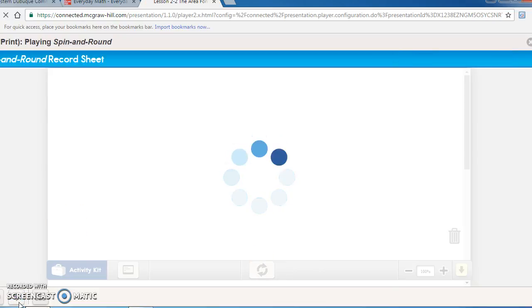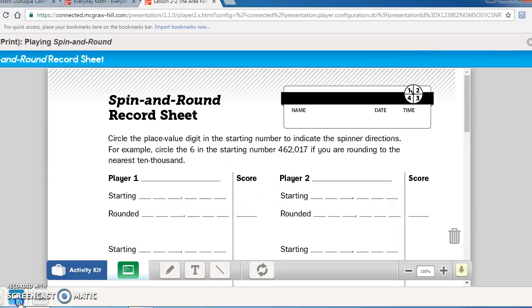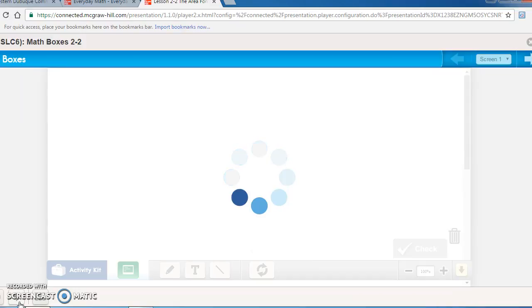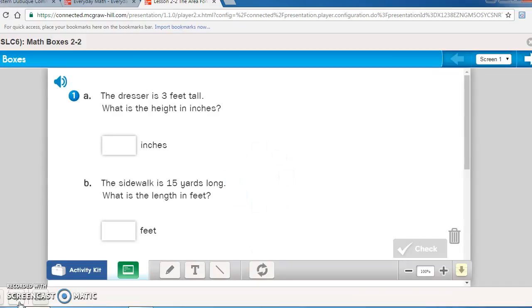Spin and round is another game we should have practiced, and that's just the record sheet to record your answers. So let's take a look at this. This is your math journal, page 38. It says, the dresser is 3 feet tall. What is the height in inches? Well, I'm hoping you remember that 1 foot equals 12 inches.